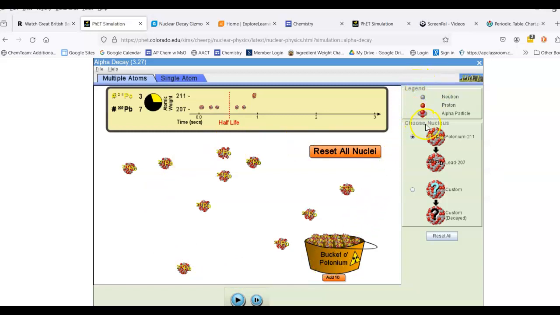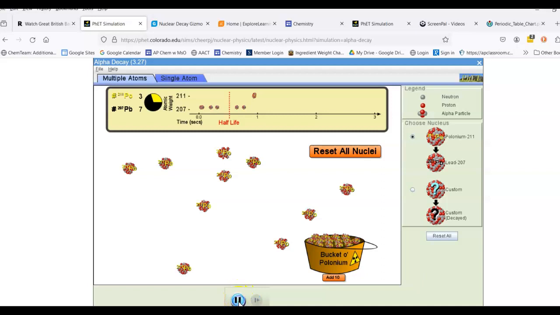Take a look over here at the legend, these particles. It shows you what color a neutron is, what color a proton is, and then we've spoken briefly about alpha particles, and so you can see that. So I'm going to hit play, and all of these atoms are radioactive. They're unstable. They're not going to stay polonium forever.